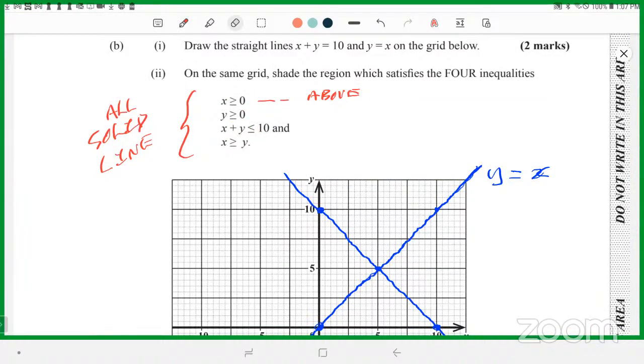So we want all the lines. But this one we want above. The line we want above is x equals 0. Now, which line is x equals 0? X equals 0 is your y-axis. You have to know that x equals 0 is your y-axis. So this is above your y-axis. This is the line x equals 0. Let's write it x equals 0. Put the arrow to the right, meaning that the region must be to the right of this line.